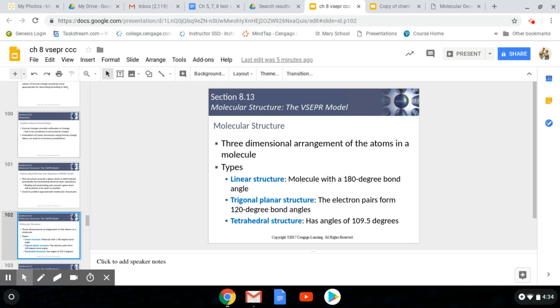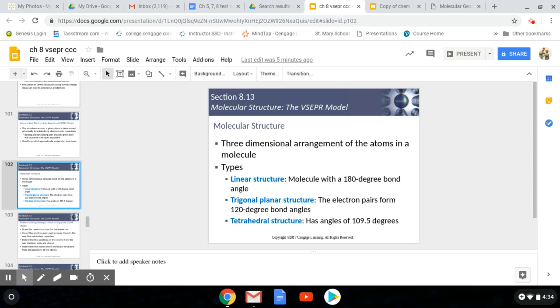So VESPR is a three-dimensional arrangement of the atoms. We have linear, trigonal planar, tetrahedral. We also have varieties in between, depending on how many bonding and non-bonding and total pairs there are around what's called the central atom. Notice that in a linear structure, the molecule has a 180-degree bond angle. The trigonal planar has 120 degrees, and tetrahedral has an angle of 109.5.